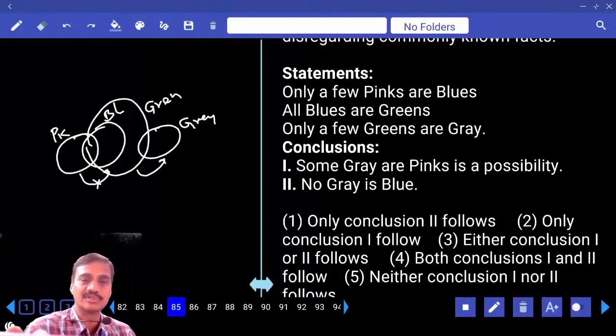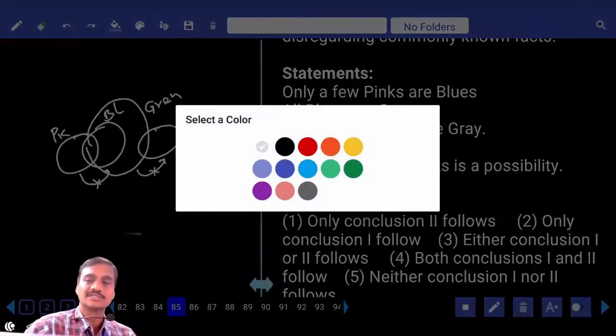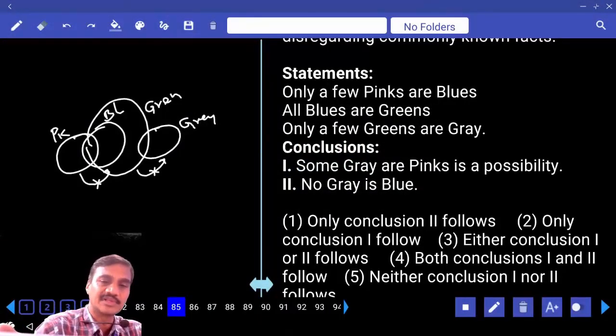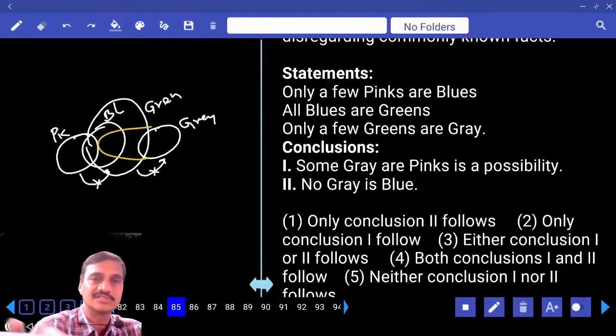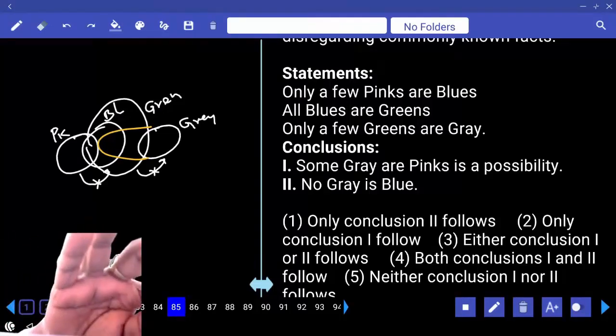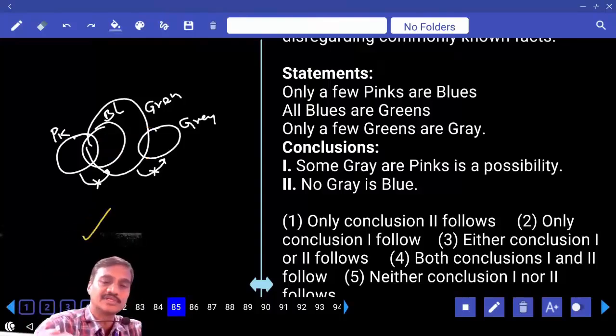Then coming to this one, this entire green cannot be a part of this grey. Some grey are pinks is a possibility. Is some grey are pink possible or not? Grey here, pink here. Tell me whether I can extend it like this or not. Yes, it is possible. And second one, no grey is blue: grey is here, blue is here. As of now it has become true.